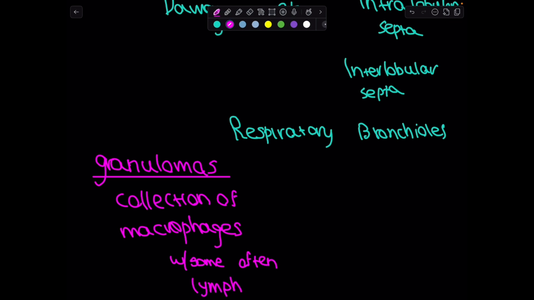What are opacities? And I still don't understand these granulomas. So they are a collection of macrophages?